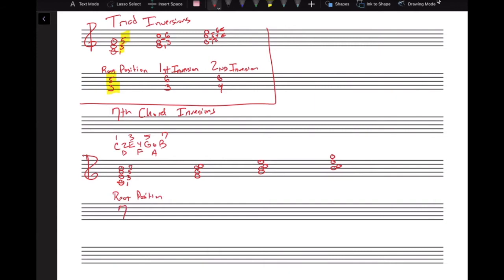Root position. This is first inversion, where the root, the C, gets displaced. So now, with this being your bass, you have a third above the bass, you have a fifth above the bass, and you have a sixth above the bass. First inversion, seventh chord, is called a 6, 5. Okay. Here's second inversion.